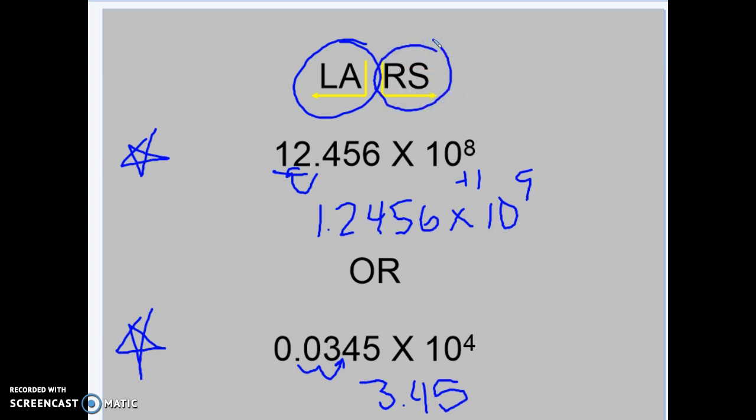I subtract 2, and I subtract 2 because I moved my decimal 2 spots. If I moved it 3 spots, I would subtract 3. If I moved it 4 spots, I would subtract 4, and so on. So then my scientific notation would be 10 to the 2nd power because 4 minus 2 gives me 2. So scientific notation would be 3.45 times 10 to the 2nd power.